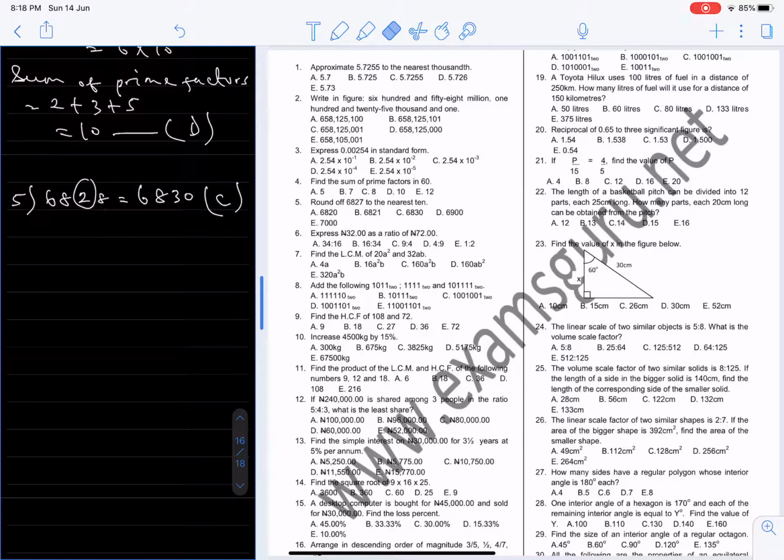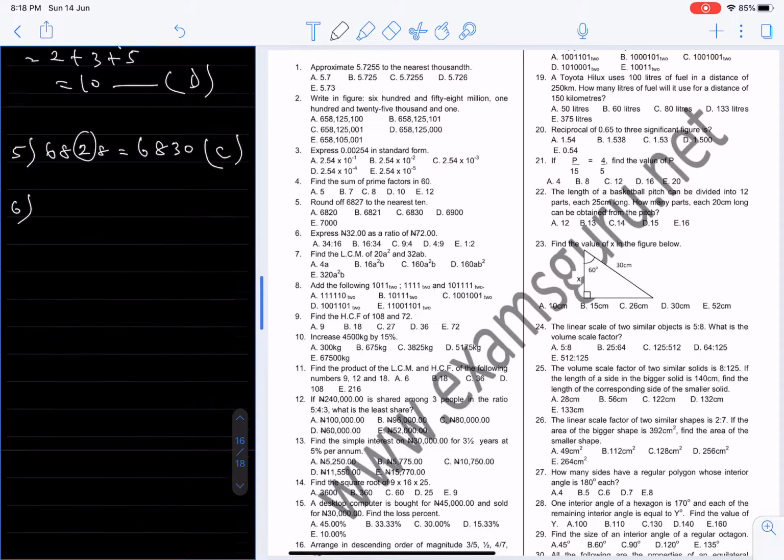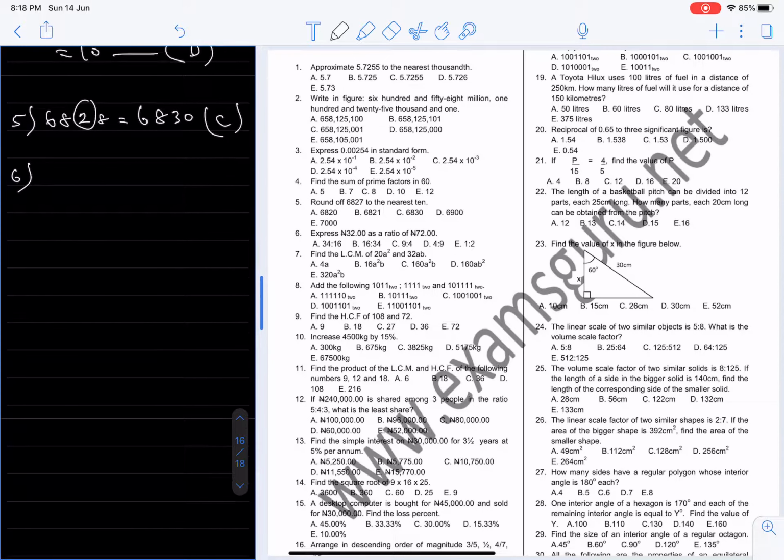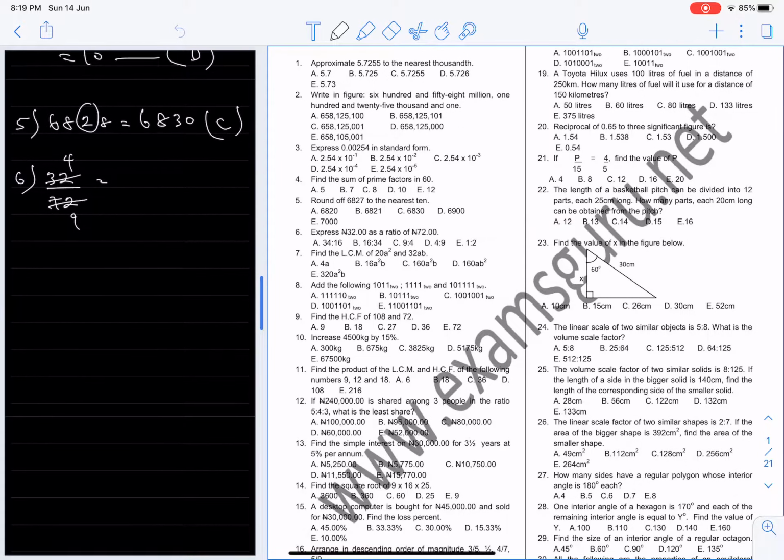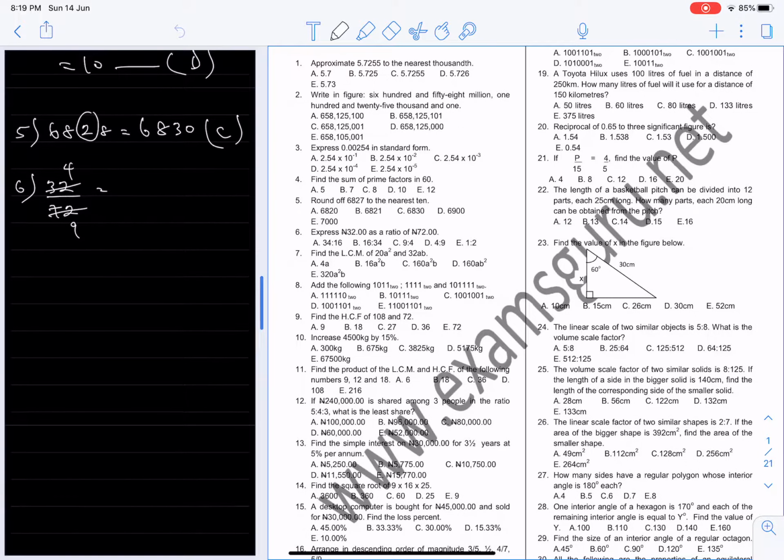Question number 6. Express 32 naira as a ratio of 72 naira. Ratio simply means 32 divided by 72. That's 32 divided by 72, and that becomes 8 here 4, 8 here 9, and that's 4 over 9.